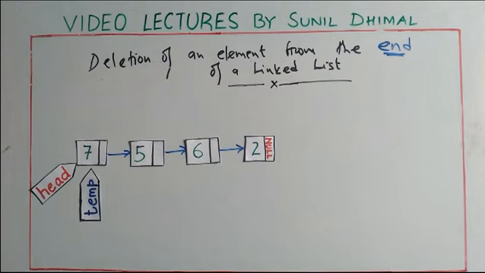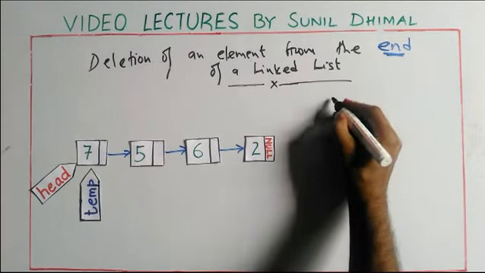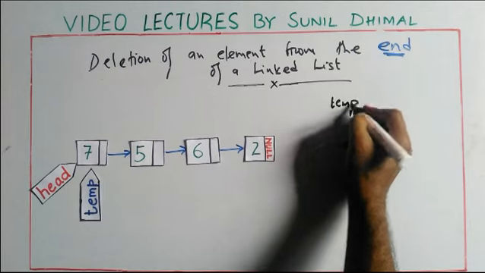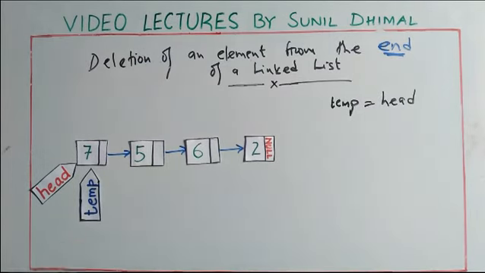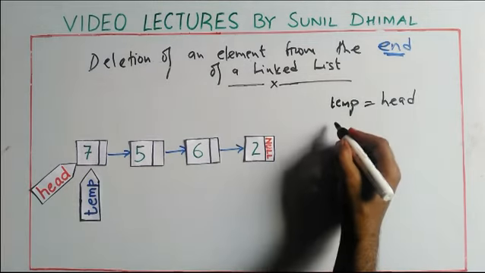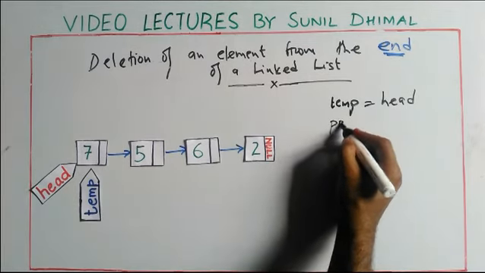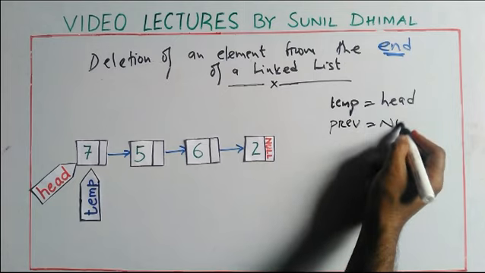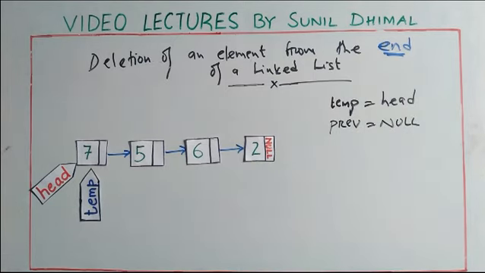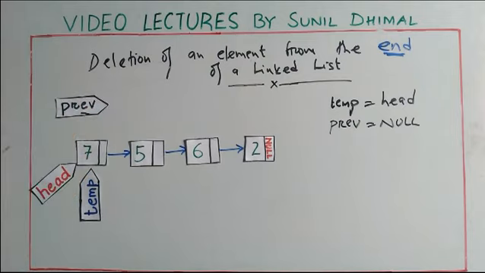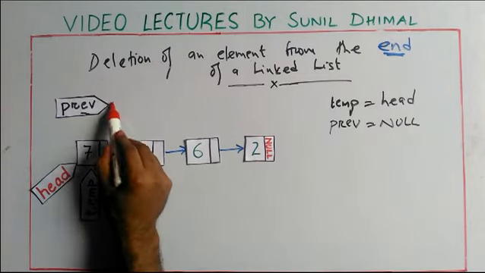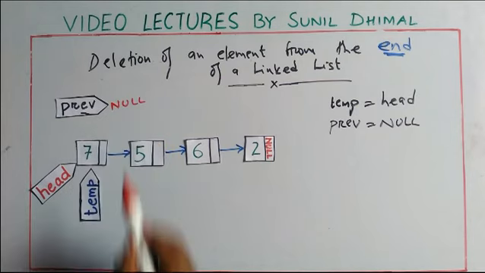Temp is pointing to head. So you have something like this: temp equals head. Now I have one more pointer called previous, which is initially pointing to null. It is pointing to nothing right now, initially.